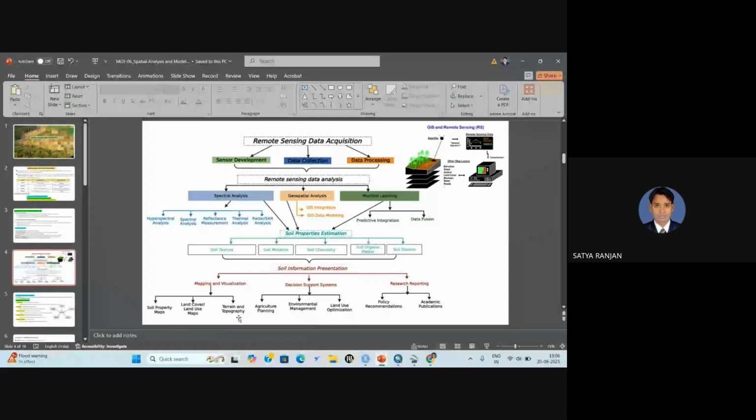Then decision support. After getting the information on the different parameters of the soils, agriculture planning, environmental management, and land use optimization can be done. And in resource reporting, there are policy recommendations and academic publications. In the different soil research institutes and agriculture research institutes like the National Rice Research Institute, they have some remote sensing work like hyperspectral analysis going on for crop estimation, crop development, and crop canopy analysis.